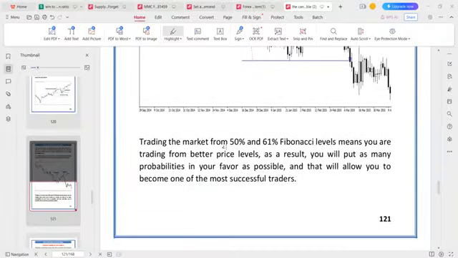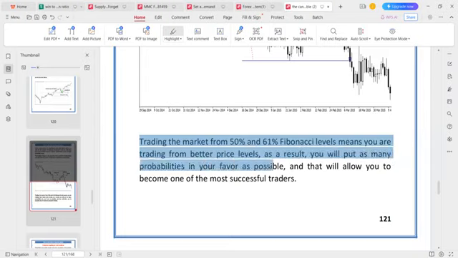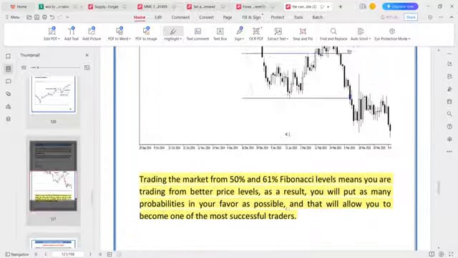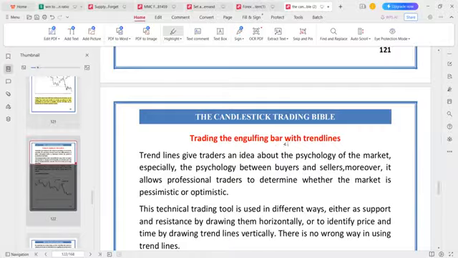Trading the market from 50%, 61 FIB levels means you are trading from better price levels, right? As a result, you put as many probabilities in your favor as possible, and that will allow you to become one of the most successful traders. Trading the engulfing bar with trend line.